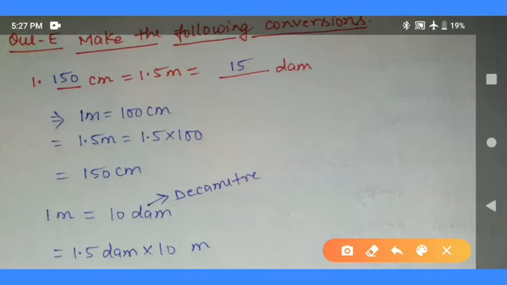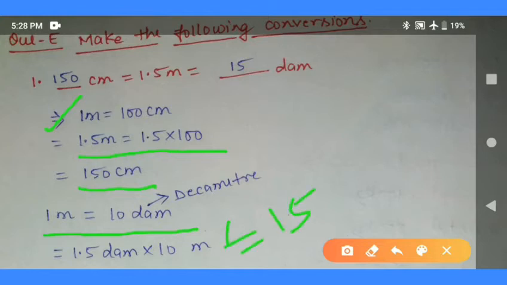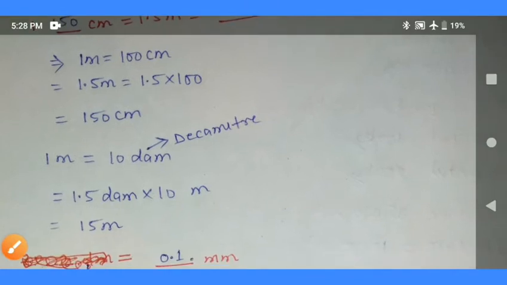So students, first of all we know that 1 meter is equal to 100 centimeter. Okay, so 1.5 meter is equal to 1.5 into 100, you will get 150 centimeter. And here we know that 1 meter is equal to 10 dam. Dam is decameter. 1 meter is equal to 10 decameter. So 1.5 into 10 is equal to 15.